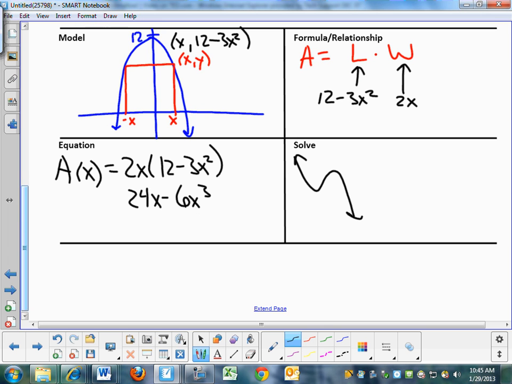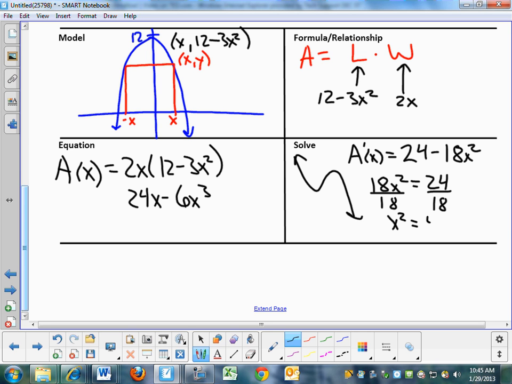So let's solve this. We have to take A prime. A prime of x is equal to 24 minus 18x squared. If we set it equal to 0, we get 18x squared equals 24. Divide by 18. So we get x equals plus or minus the square root of 4 over 3.